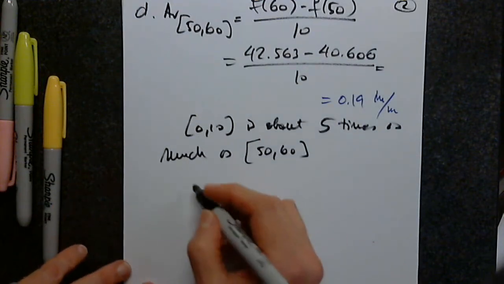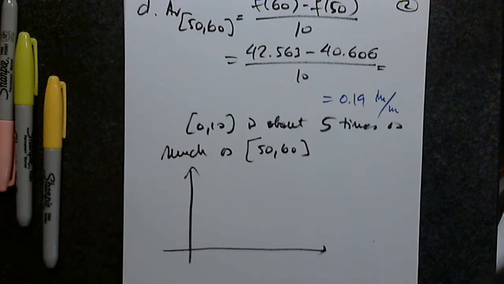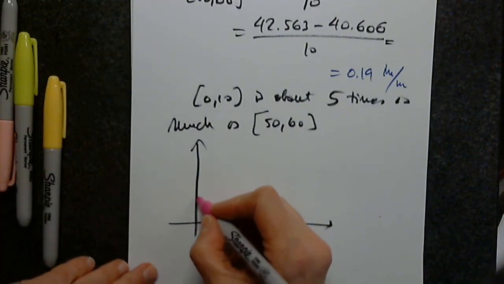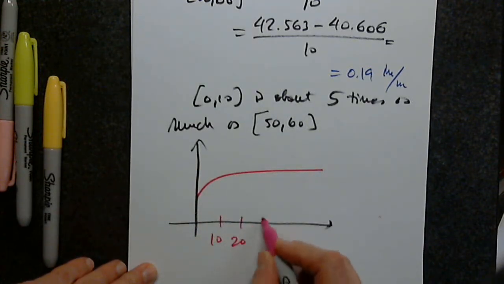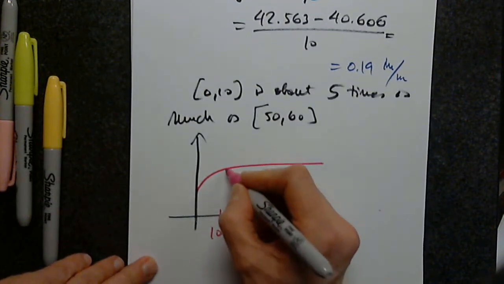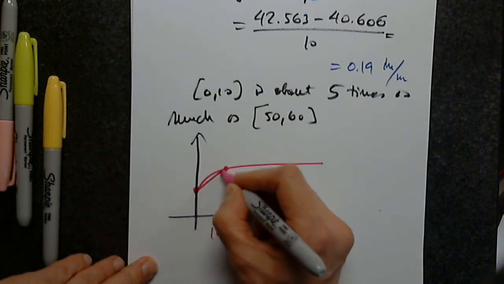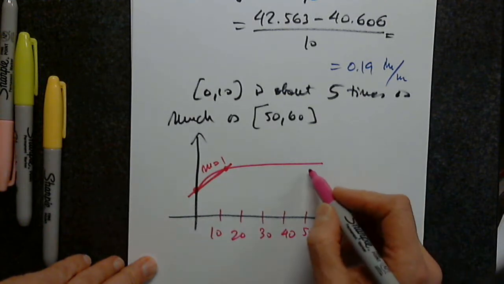So let me graph the function here because I don't want to draw on the page of the book. So this is the graph, right? So this is 10, 20, 30, 40, 50, 60. See, between 0 and 10, this is the slope of 1. But look at between 50 and 60.